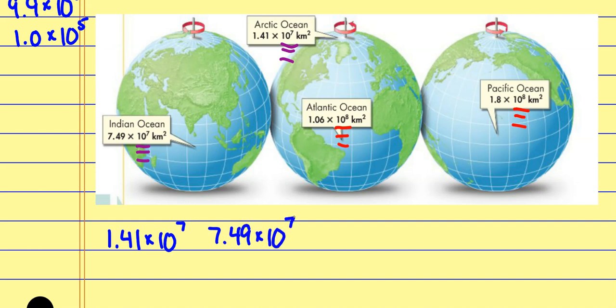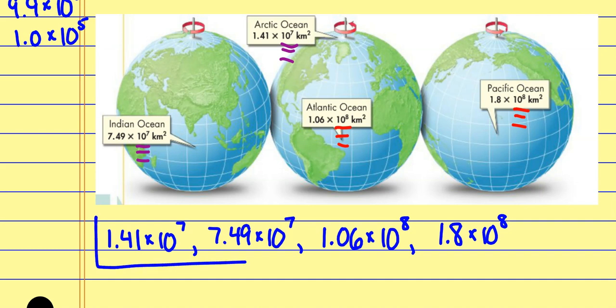The exponent tells us that those are close to the same size because they have the same number of places in terms of that move, but the 1.41 is smaller than the 7.49. And now both of the values with the 10 to the 8th are going to be larger than the 10 to the 7th, but again, we'll go to the number out front to determine their order: 1.06 times 10 to the 8th, and then the 1.8 times 10 to the 8th. Again, those will have the same number of places that the decimal moves, but the 1.8 is bigger than the 1.06. So that's how we compare things in scientific notation.